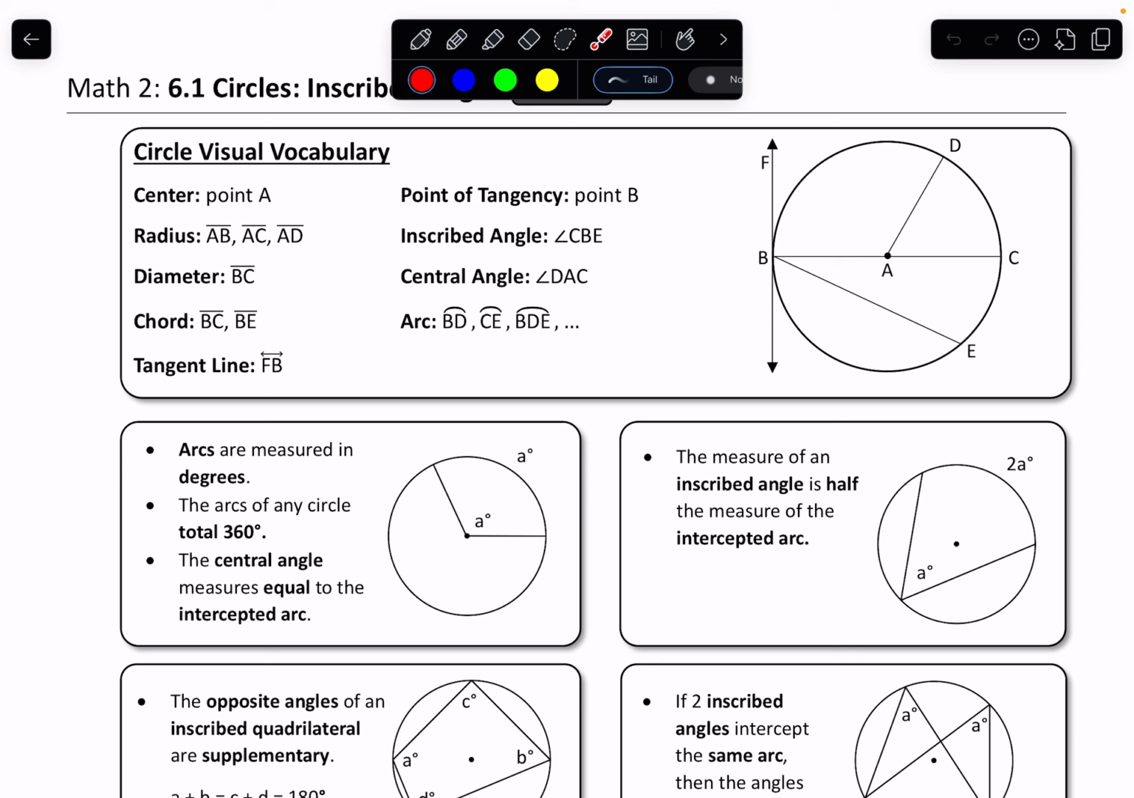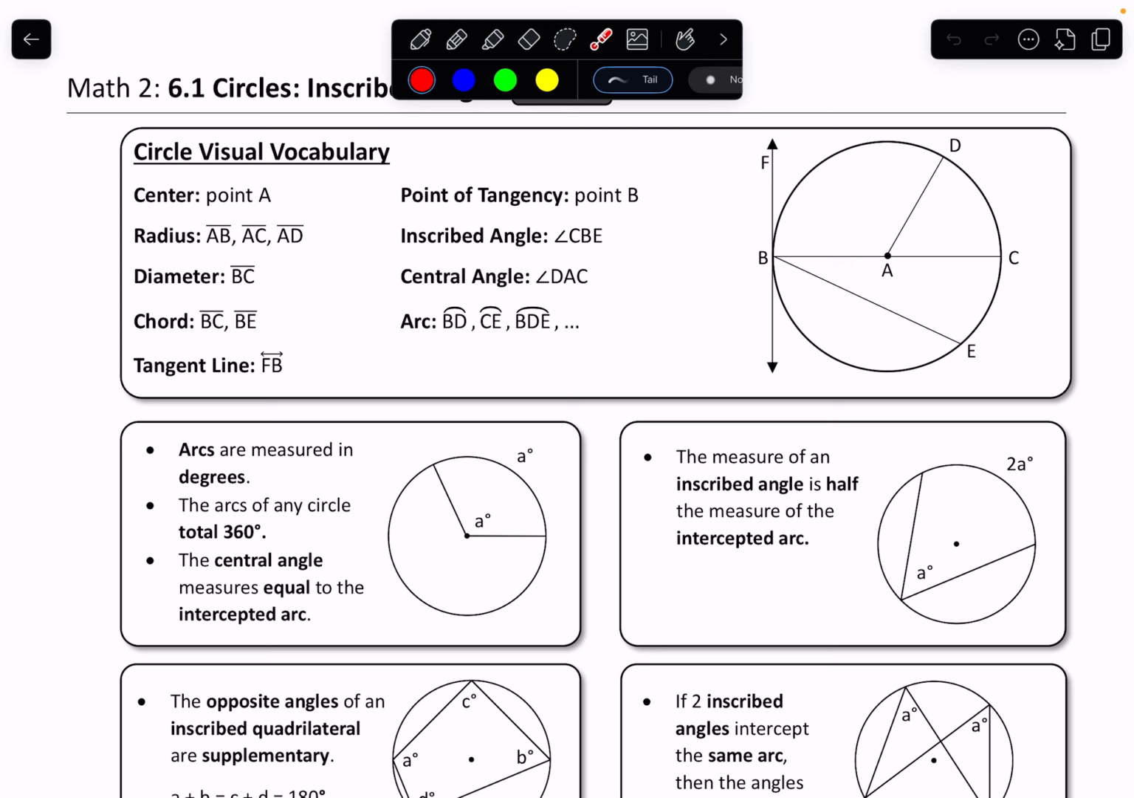A chord is a line that goes from an edge to an edge. So like BE right here is a chord. The diameter is also a chord. It goes edge to edge, but it's a special chord because it goes through the center, so it gets its own name. But any other chord just goes from one side of the circle to the other.